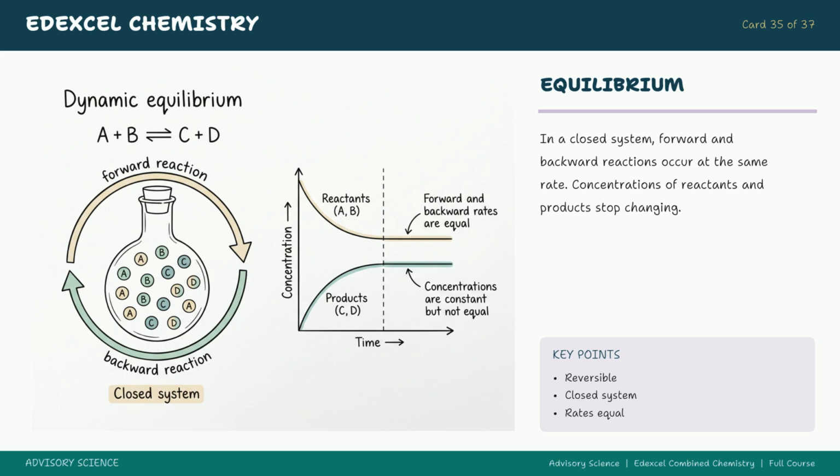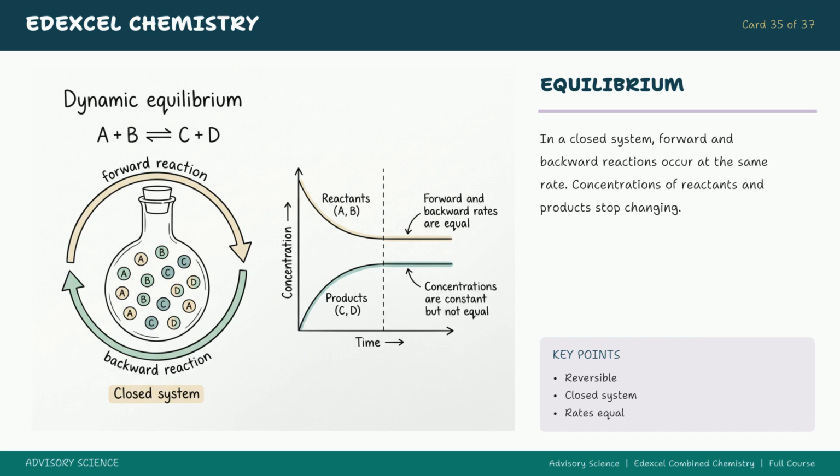The amounts of reactants and products stop changing, but both reactions are still happening underneath. In an exam, if asked what dynamic equilibrium means, the marking points are forward and backward reactions at the same rate in a closed system with no overall change in amounts.